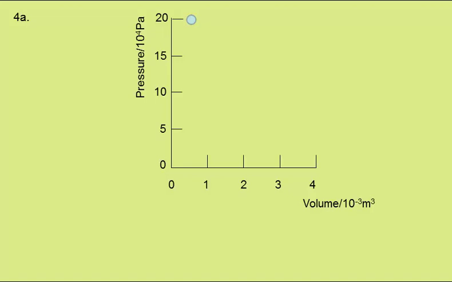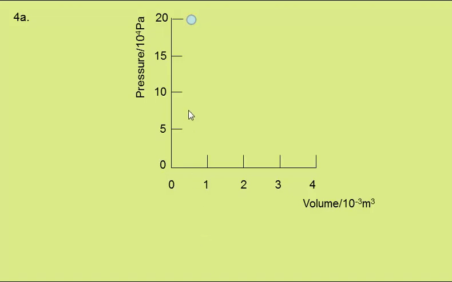In A, we need to plot 2 or 3 additional points to draw a graph on these axes to show the relationship between pressure and volume as the piston is slowly pulled out, with the temperature of the gas remaining constant. Well, as we double the volume, we'll halve the pressure.